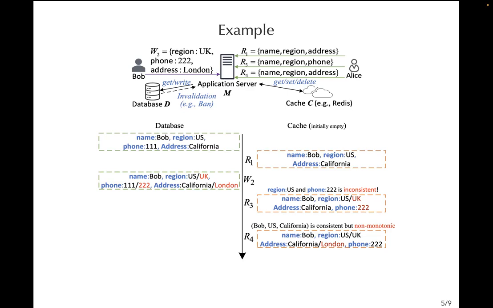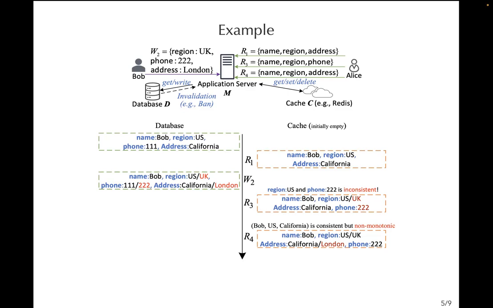So initially the database contains Bob as name, US as region, 111 as phone number, and California as address. When Annie's read transaction R1 reads, she gets Bob, US, California, and these are also cached. After W2, the database record becomes Bob, UK, 222, and London.